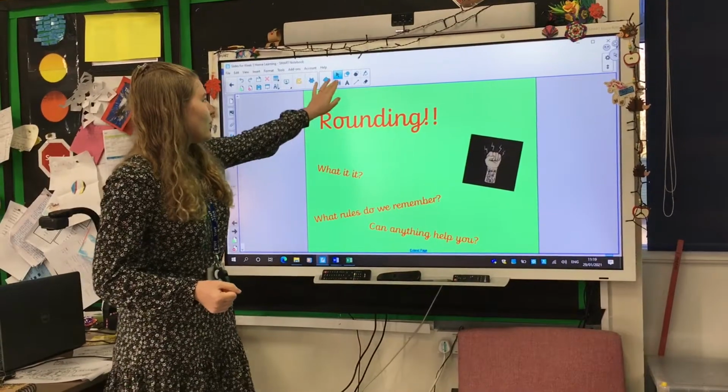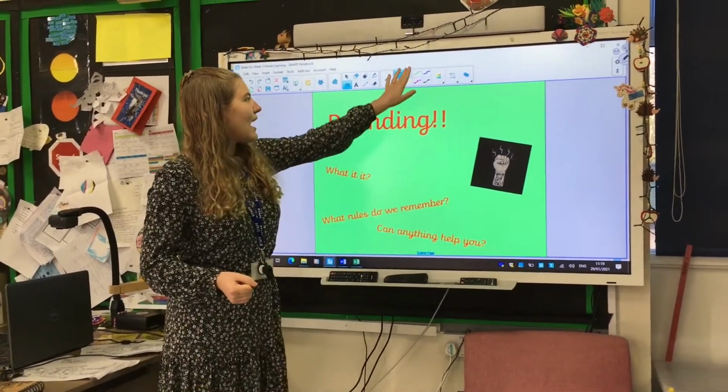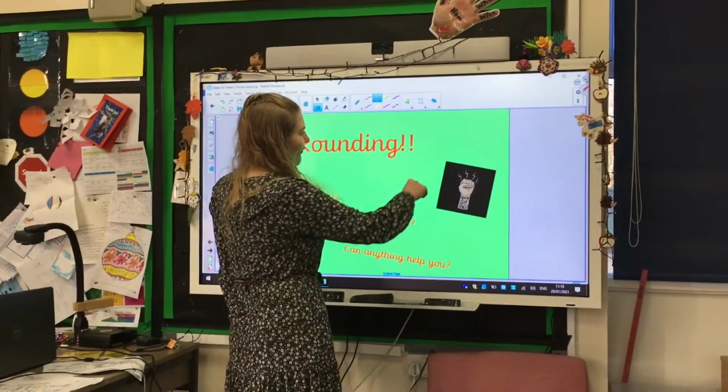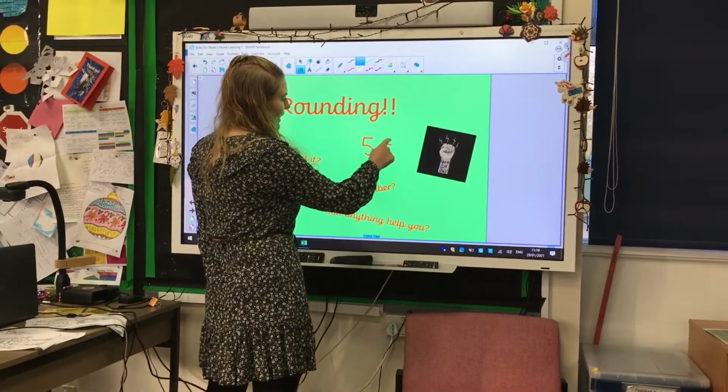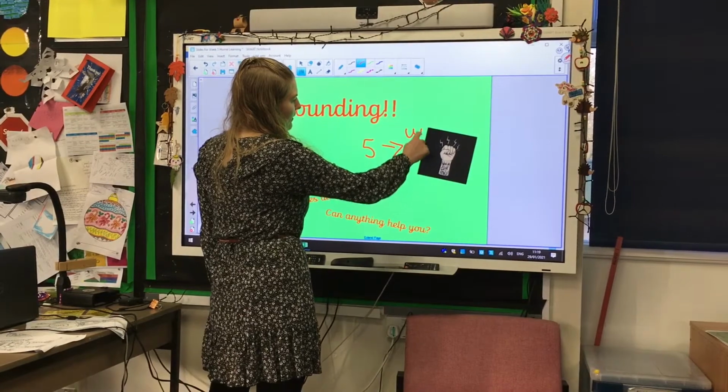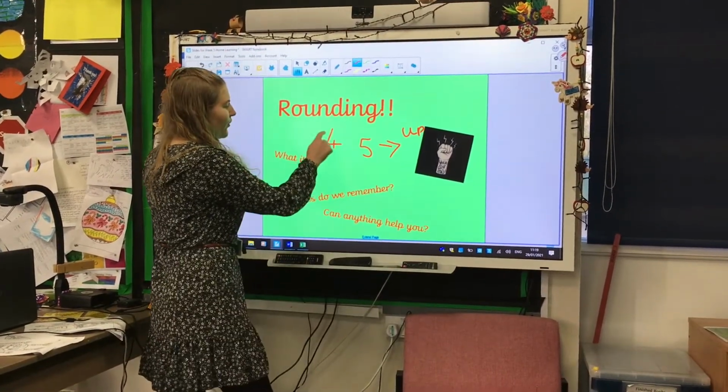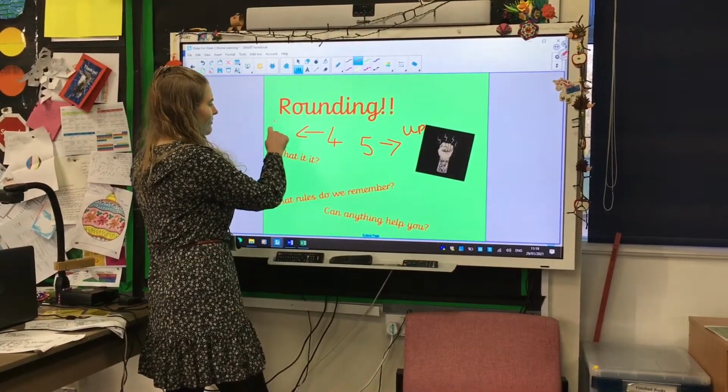We can remember this rule, that if our number is 5 or above, it's going to round up. If our number is 4 or below, it's going to round down.